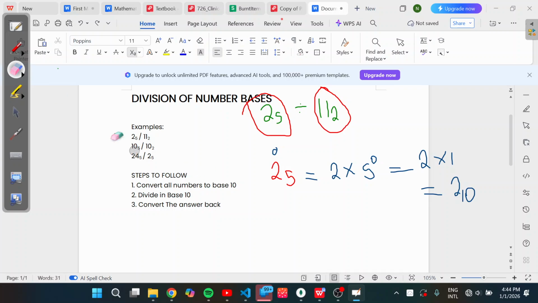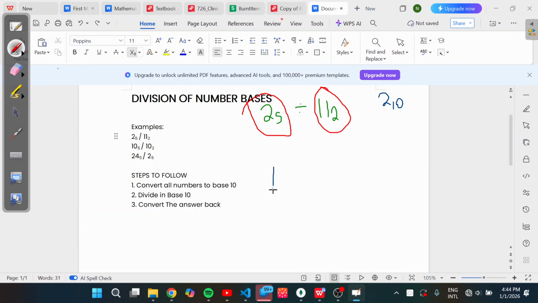Okay, so let me just clean this off and write down our answer somewhere. So let's write down this 2 base 10 somewhere here. 2 base 5 will give us 2 base 10. And let's see how 11 base 2 will look in base 10. So we have 11 base 2, right? And then we write out its positions above it. So this is going to be 0, and this is going to be 1.